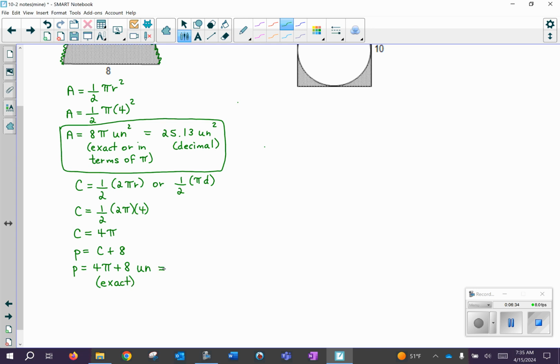If I ask for a decimal, you need to practice this on your calculator. Okay? Pushing equals is a big, important task on most of your guys' calculators. So please push 4 times pi, push equals, get that number, and then say plus 8 and push equals. Round once and only once at the end. If you're doing that correctly, you should be getting 20.57 units, if I ask you to give an answer as a decimal.